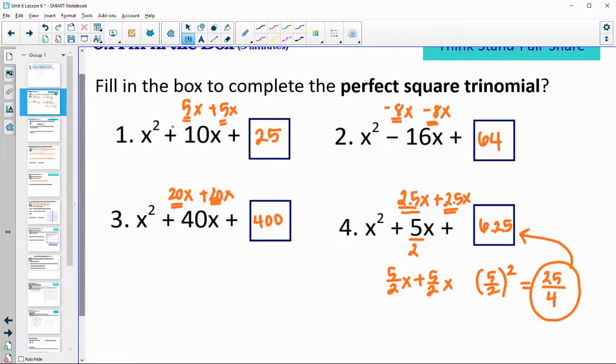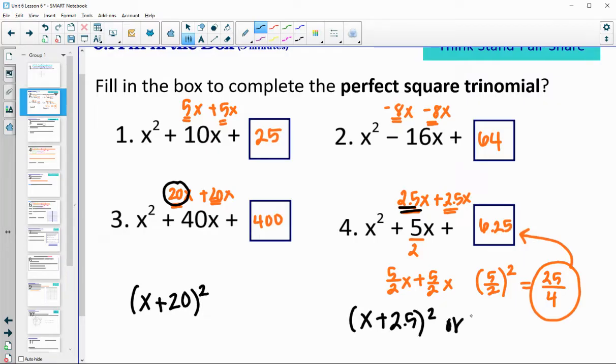So how would we write these as the binomials that we were squaring out? You got that middle term, okay, and that gave you the number. So this positive 20 was our number inside of this binomial squared. Or in this case, this positive 2.5 or 5 halves. So we could have done this as x plus 2.5 squared, or as a fraction, x plus 5 halves squared. Where if we have a negative here, then it would have been x minus 8 squared to get us this trinomial.